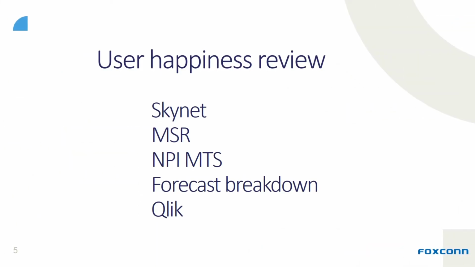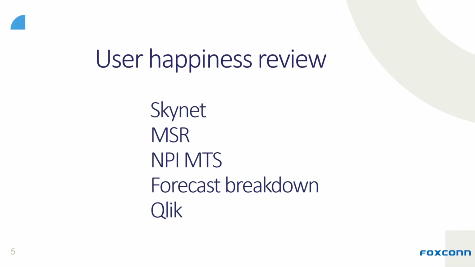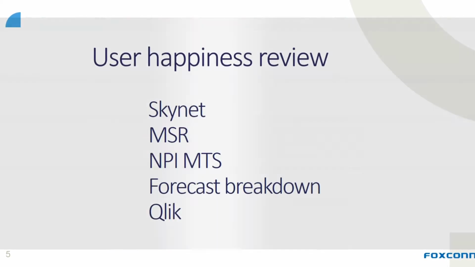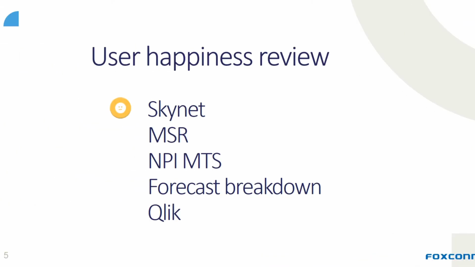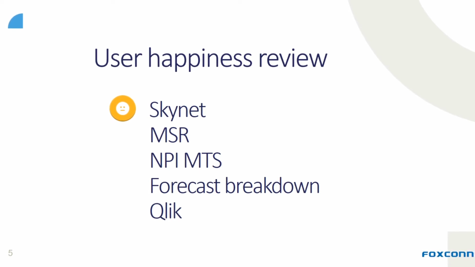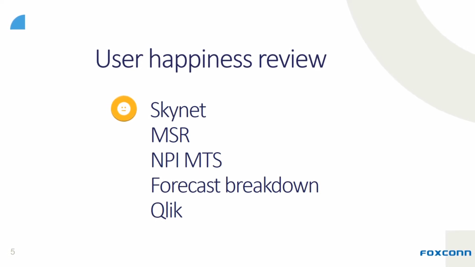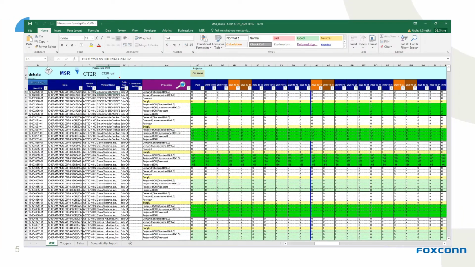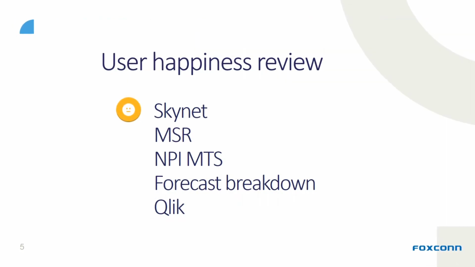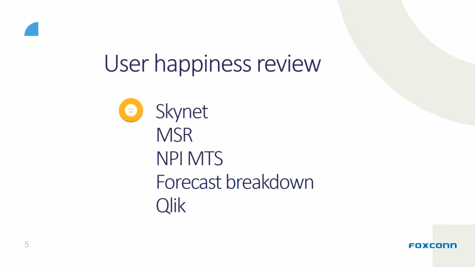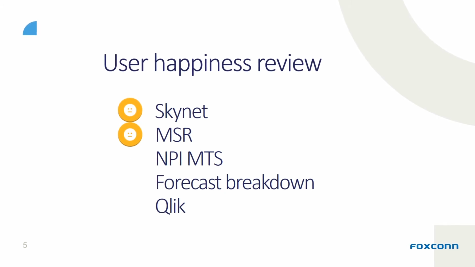The first one is Skynet. It provides a unique functionality and it's very much user-friendly. But on the other hand, only a fraction is used and it cannot be maintained properly. Then we have this MSR, Material Shortage Report. It provides a complete supply visibility, and not even a Click application is capable of replacing its functionalities. But it takes so much effort to create, and the maintenance relies on just one person.